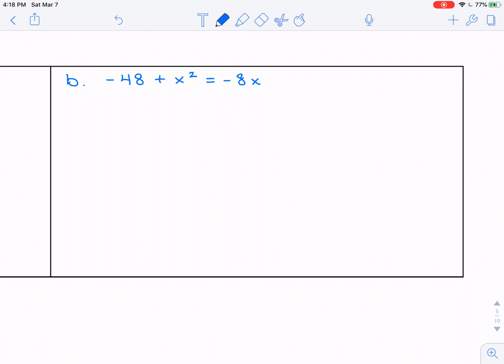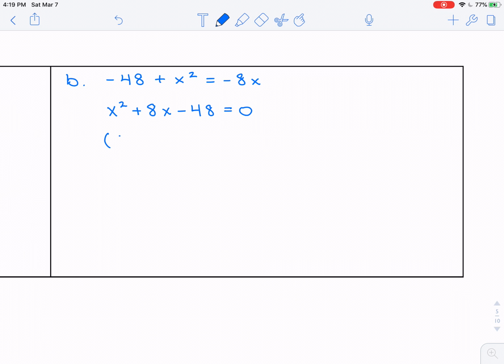And we start off by putting this in the correct order. Everybody moves to the left side in descending order. So we want that x squared to be first. We add the 8x over and the minus 48, all set equal to 0. Then I'm looking for factors of 48 that will add or subtract to get to 8. This one's a little bit trickier. We're going to end up finding 12 and 4 will work.